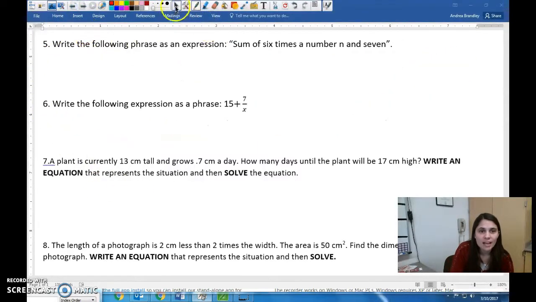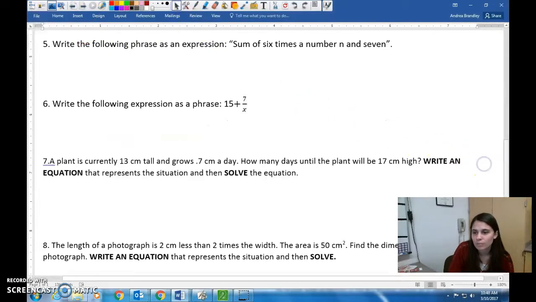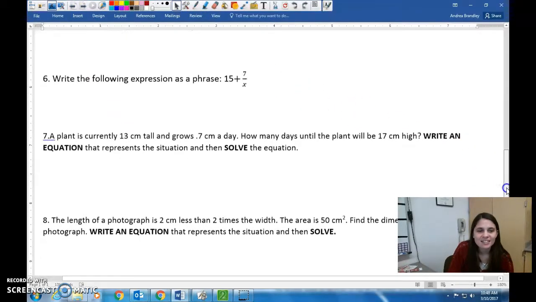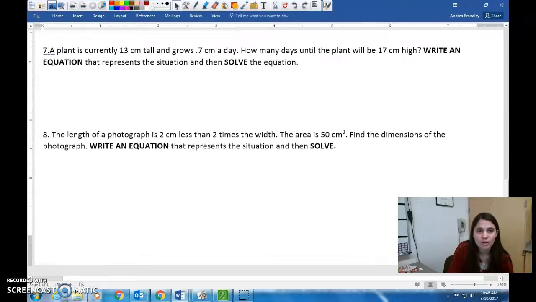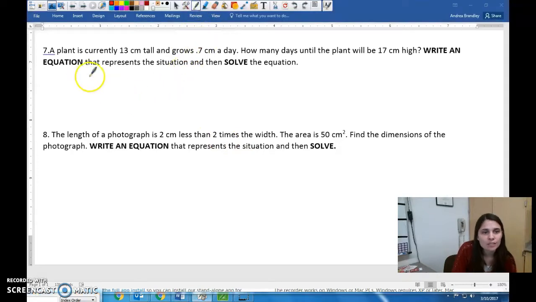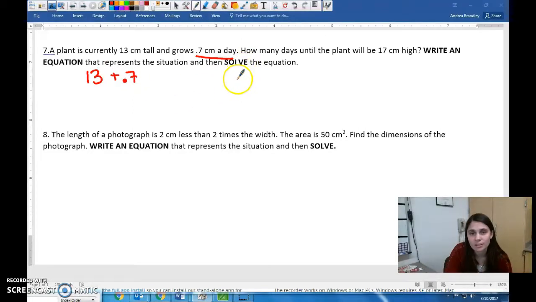Numbers 7 and 8 are the famous story problems we all love so much. So we're going to start with number 7, and each one needs an equation, and then we're going to solve that equation. So a plant is currently 13 centimeters tall. So I'm going to start with 13. And then it grows 0.7 centimeters a day. So plus 0.7, and then I've got to keep reading to see if I know how many days there are. How many days until the plant will be 17 centimeters high?